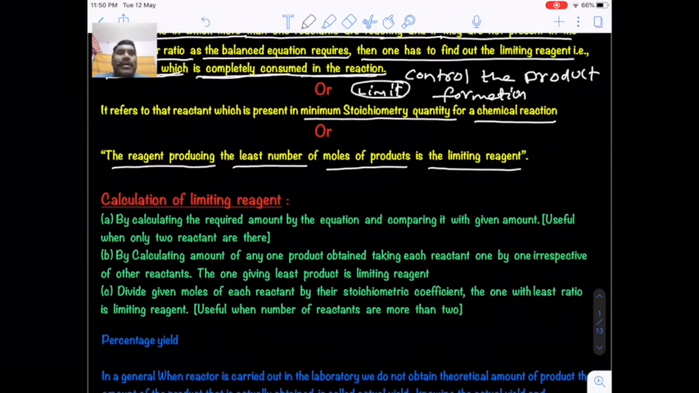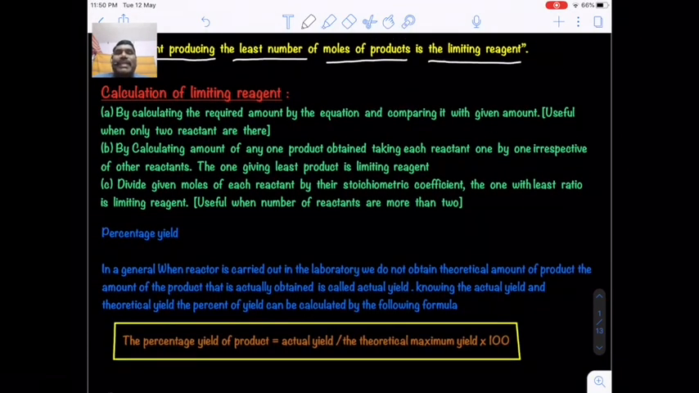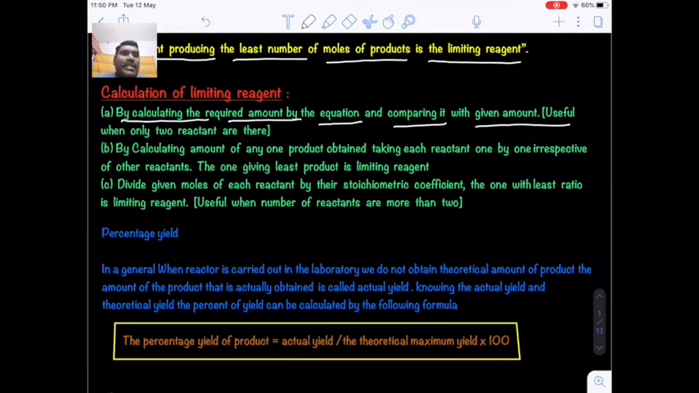Now how to calculate the limiting reagent? There are three different methods. Number one, by calculating the required amount from the equation and comparing it with the given amount. First of all, one standard equation is given to you. With the help of that standard equation, we know how many moles of reactants give how many moles of the product. Now from the given amount we have to compare.